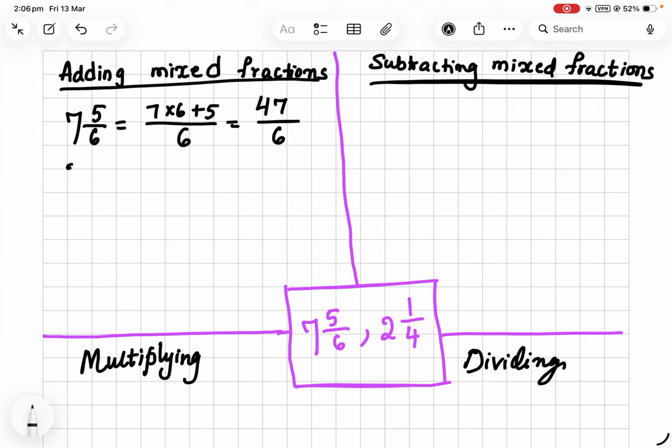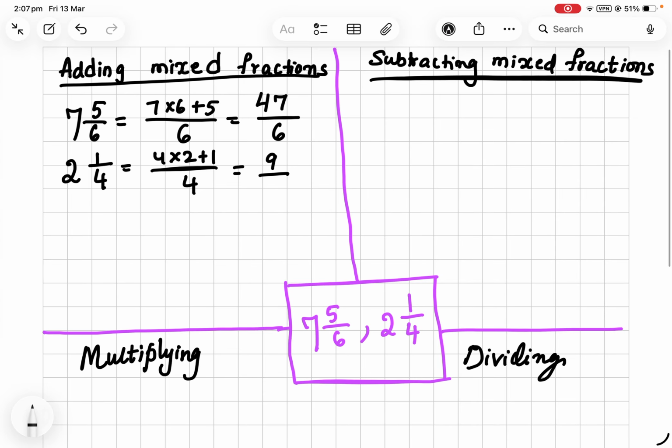Similarly, your other mixed fraction is also going to be 4 times 2 plus 1 divided by 4. That's how we do it. So you're going to multiply 2 and 4, then add 1, and then again divide by 4. That's converting from mixed to improper. So 4 times 2 is 8, 8 plus 1 is 9, 9 divided by 4.